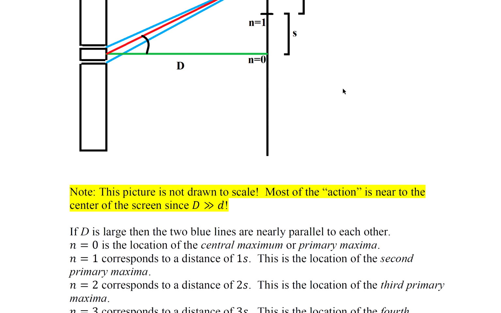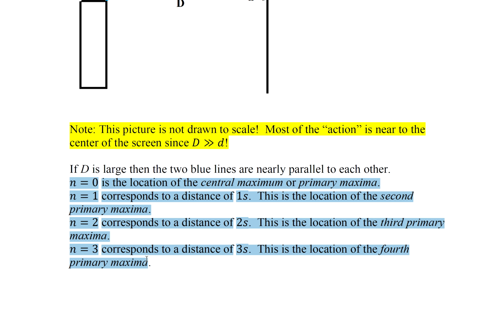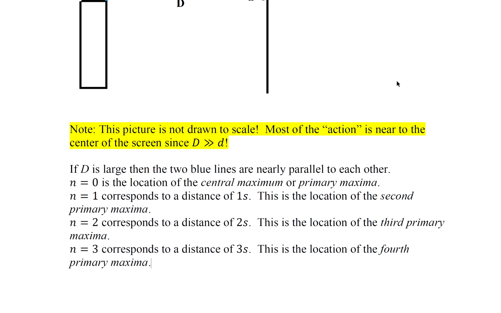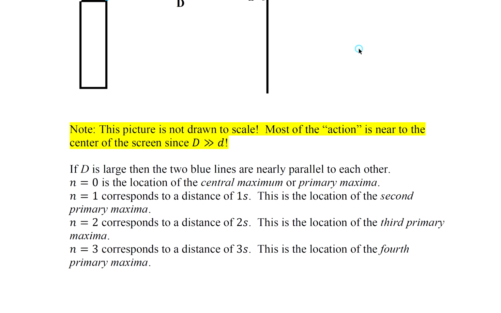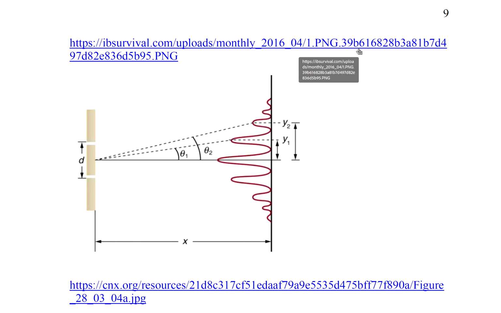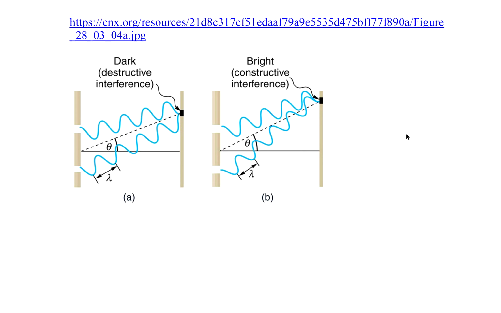The blue ones. So once again, n equals 0 is the central maximum or primary maxima. N equals 1 is the second primary maxima. N equals 2 is the third primary maxima. So this is another image.